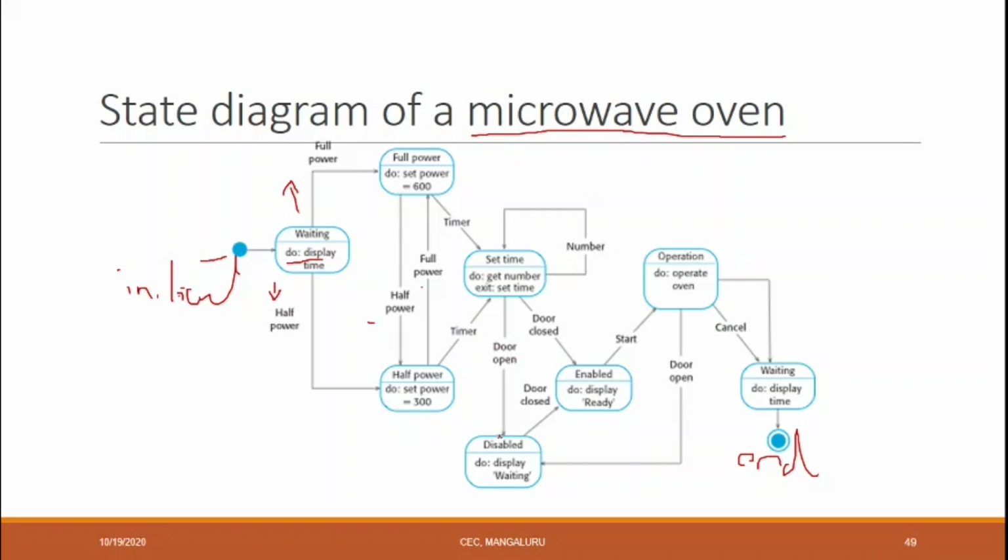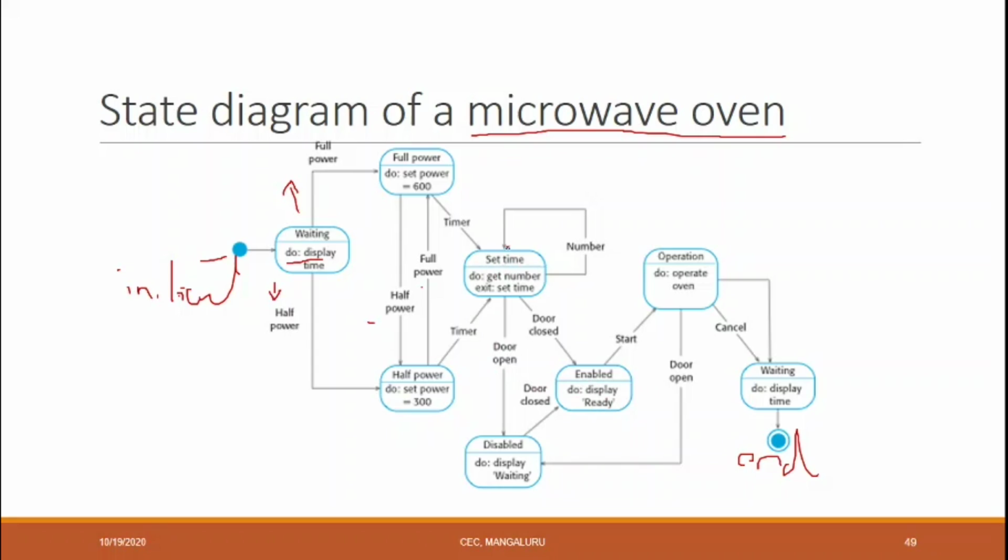If the door is open, then disable. There is a display waiting. If the door is not closed properly, then no event will occur; it keeps on moving into the same state. So it displays the messages. Even if the message is not seen, it keeps on moving in the same state. Once the door is closed, it is enabled and the display is ready.